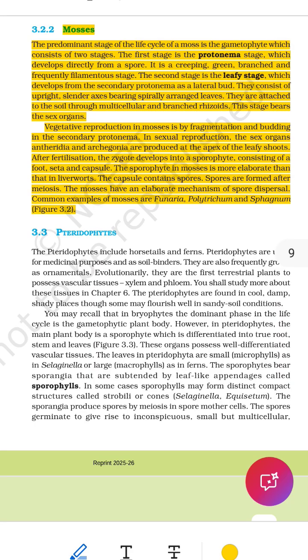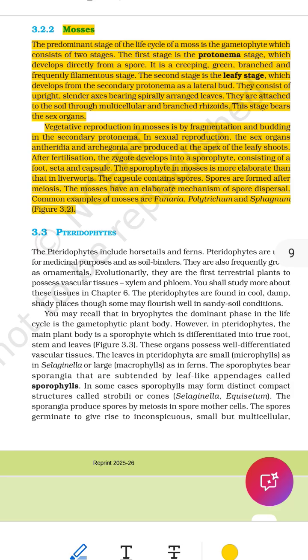What are mosses? Mosses are small, green plants. They are soft and often grow in moist, shady places like walls, soil, tree bark, or rocks. You'll usually find moss in areas that are cool and damp. The moss life cycle has two big stages. One, protonema stage, the baby stage, grows first from a spore and looks like green threads or hair-like structures. It is creeping, thin, and branched.